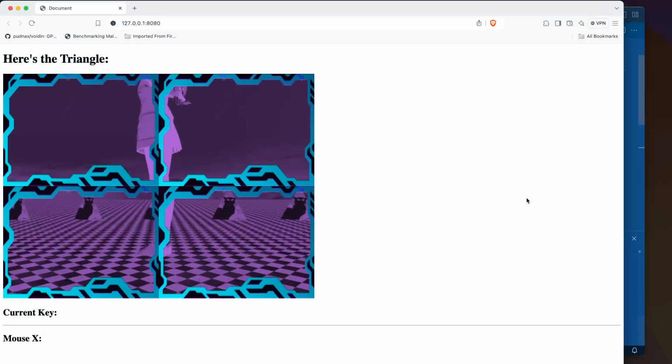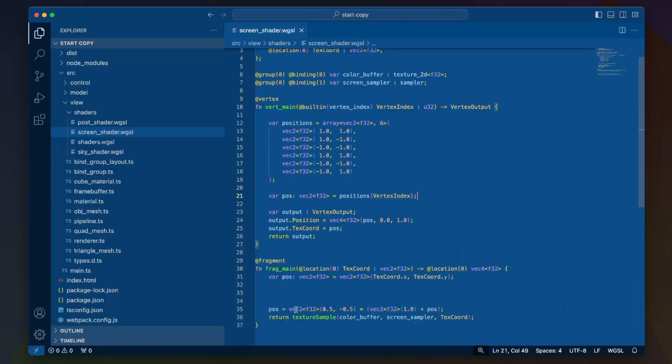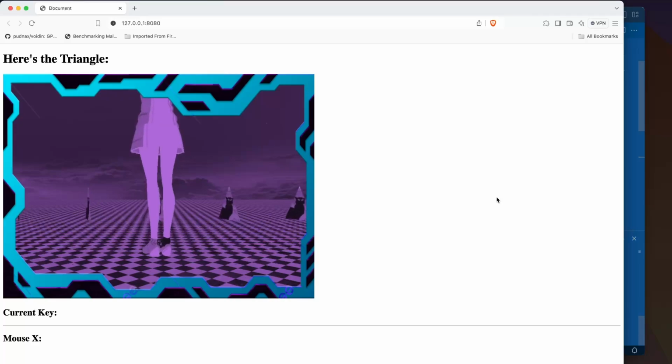This is live coding, by the way. Oh, of course, because I'm taking that texture coordinate instead of the pos. Okay, great. Just the regular overlay. Okay, cool. So I'm going to play around with this a little bit.